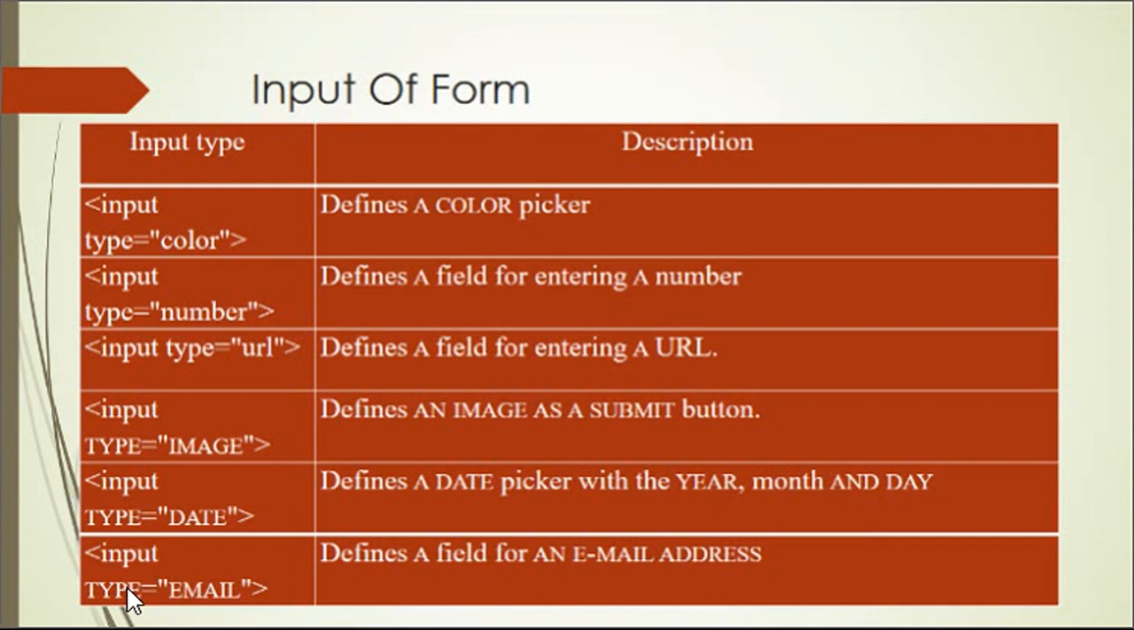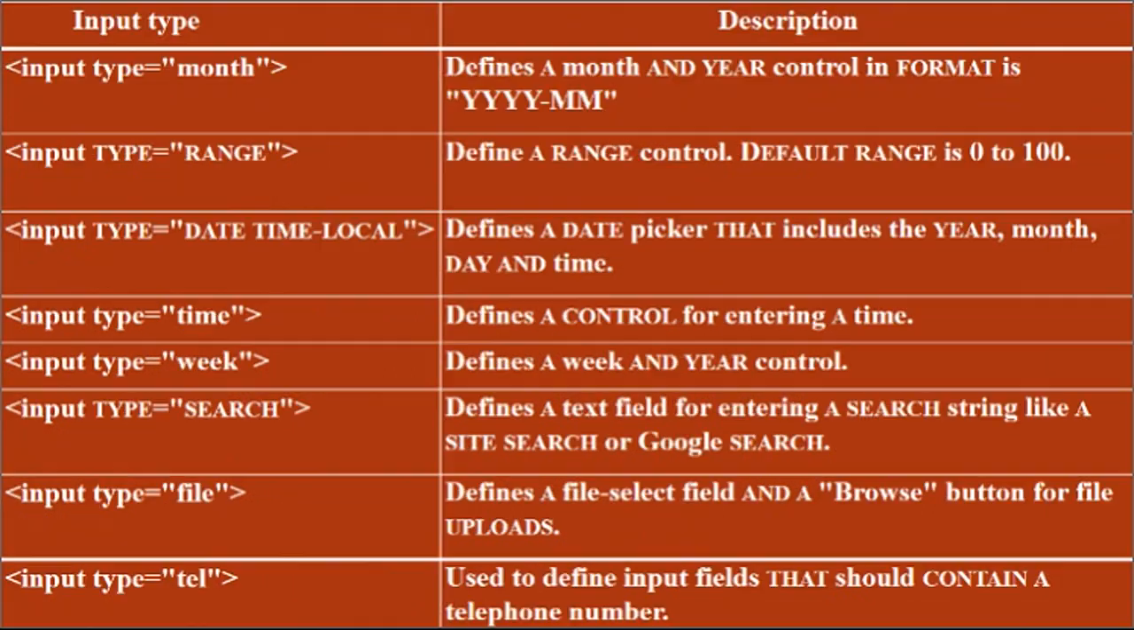Next input type is equal to email. It defines the field for an email address. Next, input type is equal to month. It defines the month and year control in the form, that is year and month format. Next one is input type is equal to range. It defines a range control, with default range from 0 to 100.